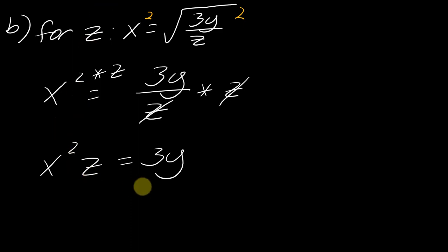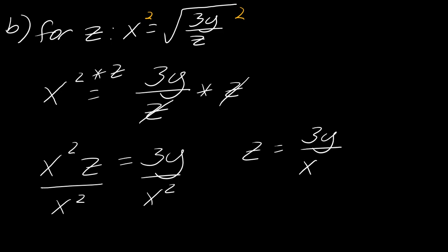Okay, so now I have to remind myself, wait, what was I actually solving for? Oh, right, I was solving for z. So I need to solve for this here. So all I have to do is just divide both sides by x squared. And I get z equals 3y over x squared. No problems there, so we are done. Okay, so those are two types of problems.